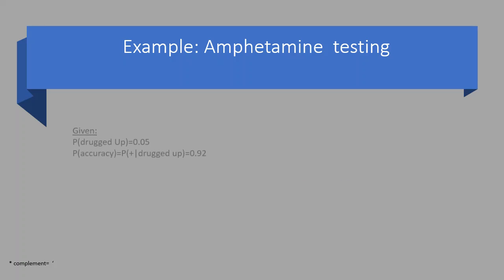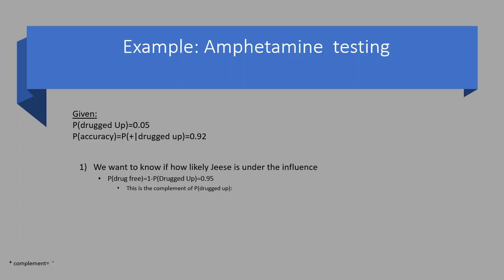So we have our givens, but how are we going to solve this? Well, first, what I like to do is figure out the probability that he is drug free. So the probability he is drug free is about 95%. That's pretty high. So let's employ Bayes' rule.